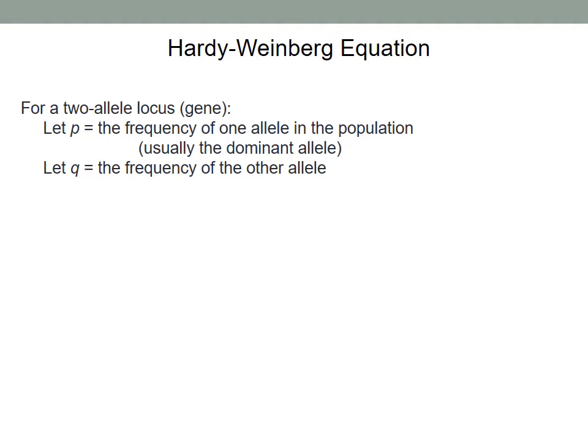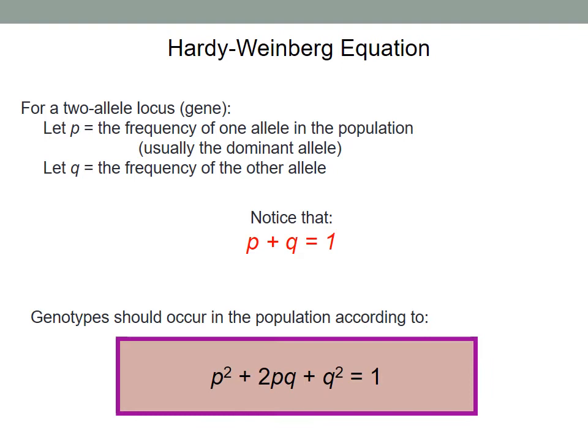So how does this equation work? Well, for any 2 allele locus genes, P is your dominant allele, Q is your frequency of the other allele. And notice the same equation we just had before, P plus Q equals 1. And then we get this other equation. So P plus Q equals 1 is our frequency of alleles. What about our frequency of genotypes? Well, that is P squared plus 2PQ plus Q squared equals 1.